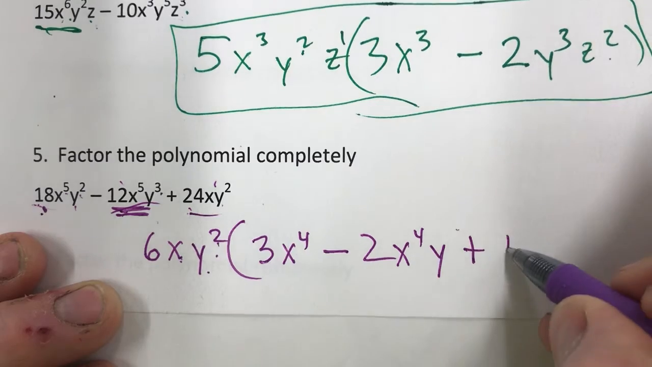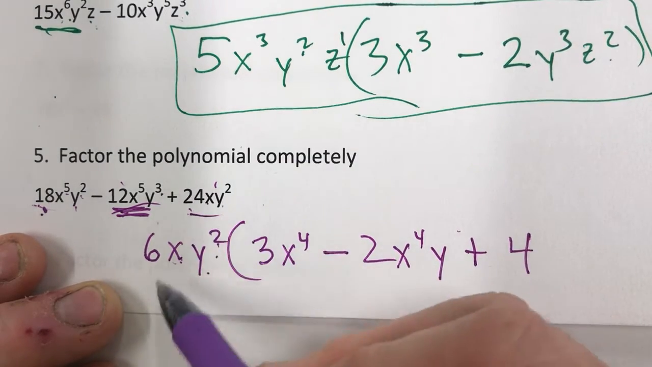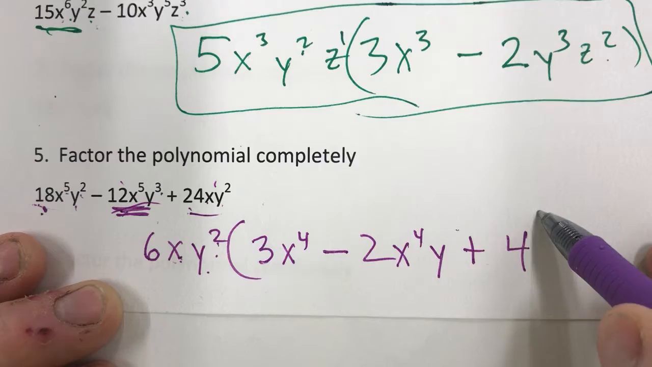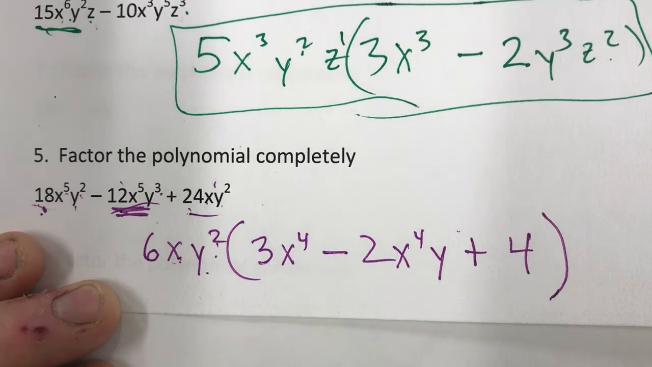Now the last one. 24 divided by 6 is 4. When I divide my x's, they zero out. When I divide my y's, they zero out. So it's just a plain 4. And there's my answer there.